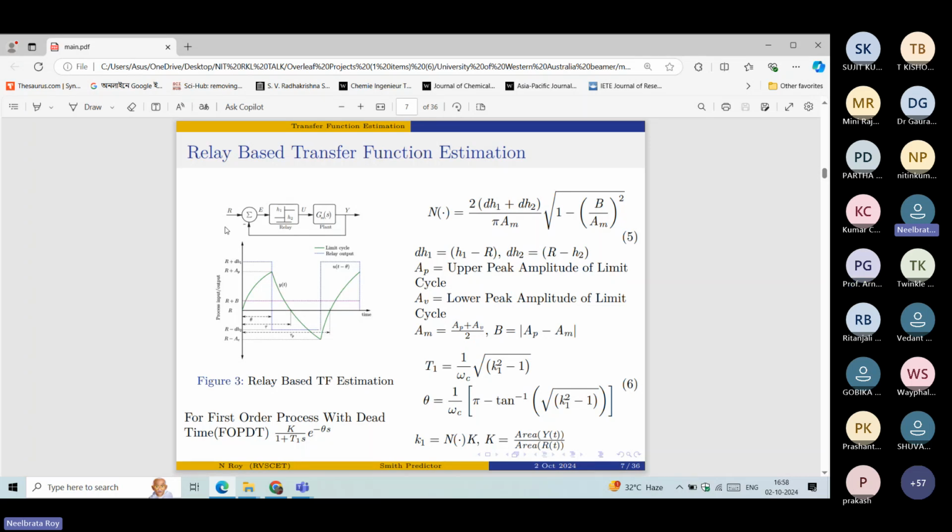Actually, a paper has recently been published by Professor Somnath Majhi and his group, where they implemented this IMC controller for power electronics, most probably a buck converter, using relay-based estimation techniques. They used the relay-based estimation technique and estimated the buck converter using an FOPDT model. For that, they made the IMC-based controller and got the desired results.